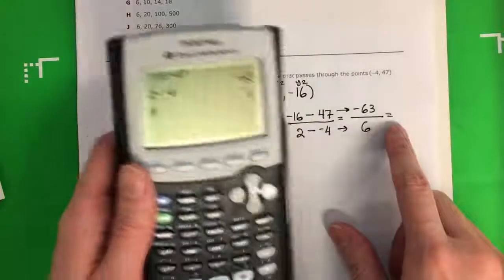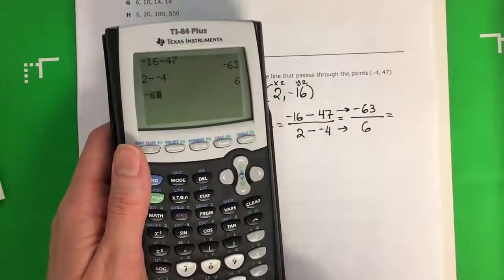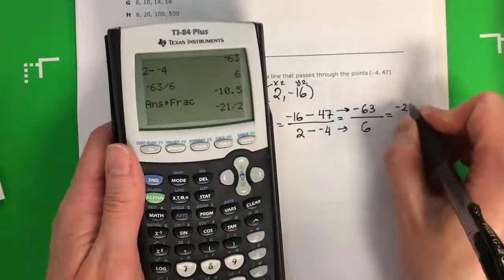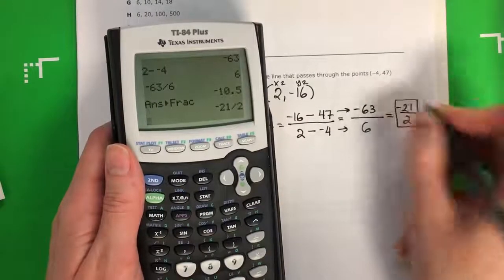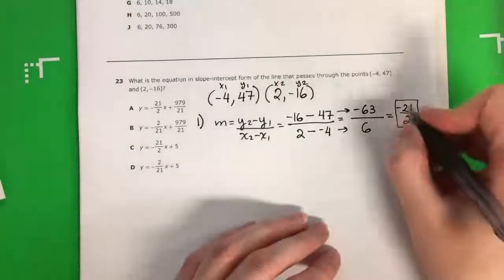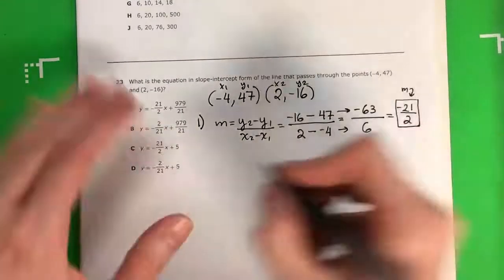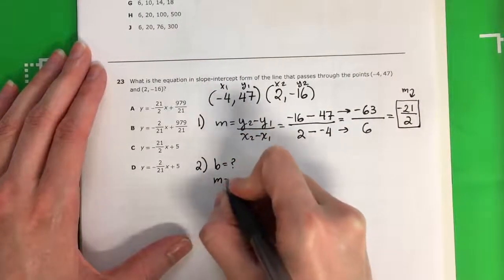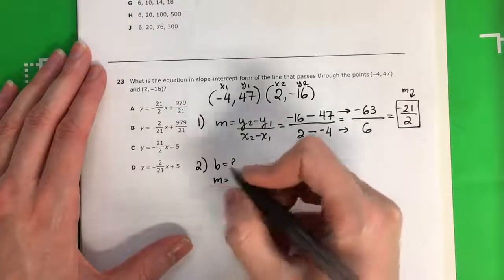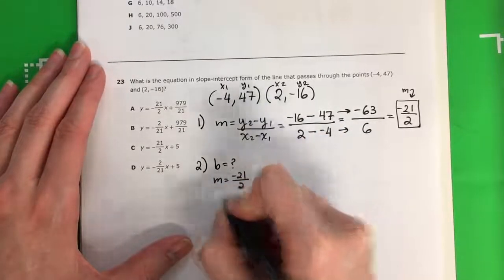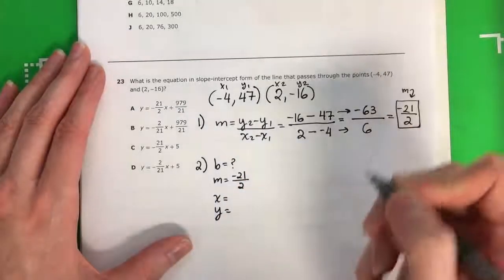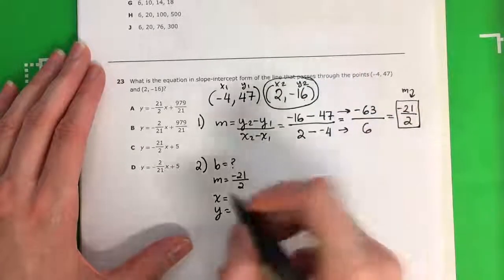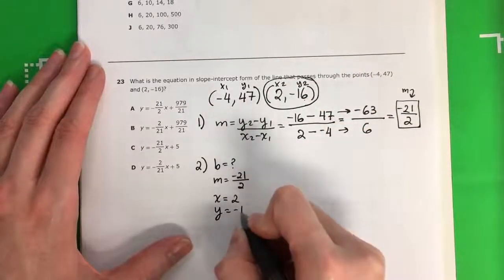We're going to put this in the calculator. Negative 63 divided by 6, change to a fraction. That's negative 21 divided by 2. That's your slope. Next, we need to find the y-intercept b. Now I know m is negative 21 divided by 2, and I need my x and y. I'm going to pick one point. I'm going to pick this one because it's a little smaller. So x is 2 and y is negative 16.